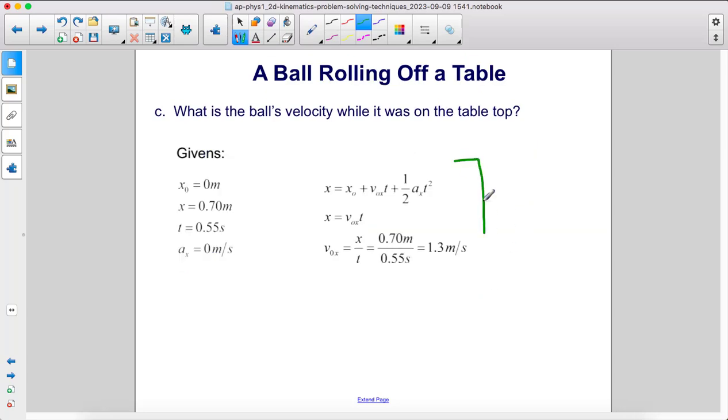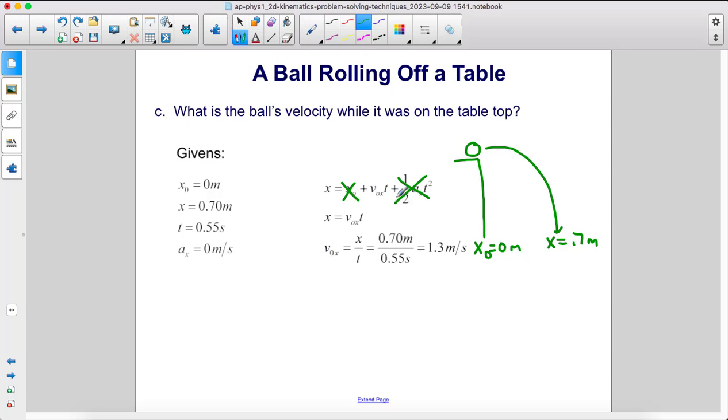Alright, so here's our picture. The ball lands over here. Our initial position we'll say is 0. Our final position is 0.7 meters. And I'm just looking in the x dimension right now. We don't have any acceleration in the x dimension because there's no forces acting in the x dimension. So this term goes away. And because x naught is 0, that term also goes away.